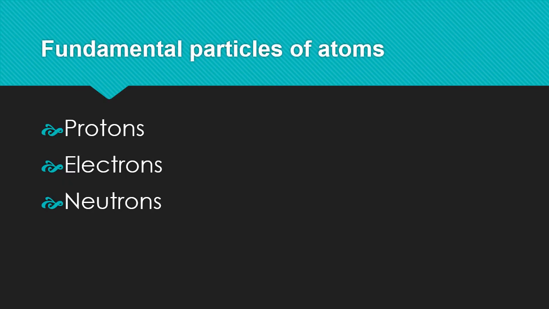We know that atoms are made up of protons, electrons and neutrons. Protons and neutrons are placed at the center of the atom, which is called the nucleus. Electrons move around the nucleus. These electrons possess some energy. Electrons are negatively charged, protons are positively charged, and neutrons do not have any charge.